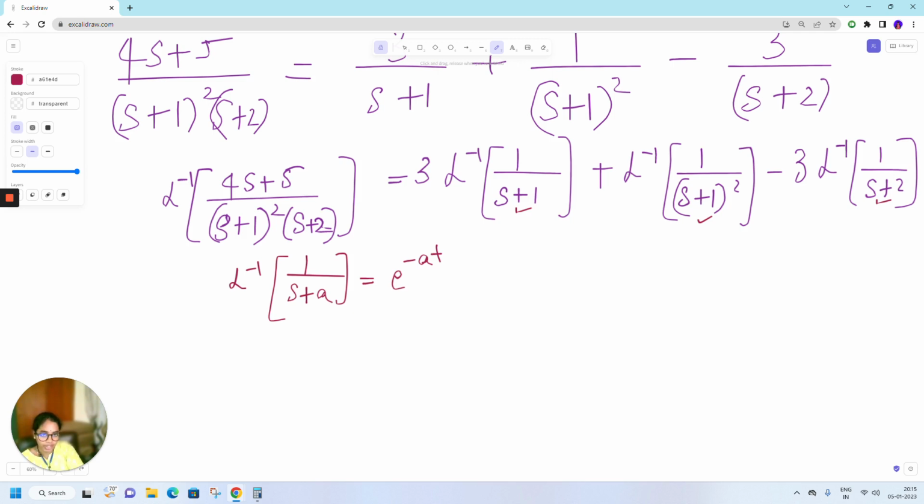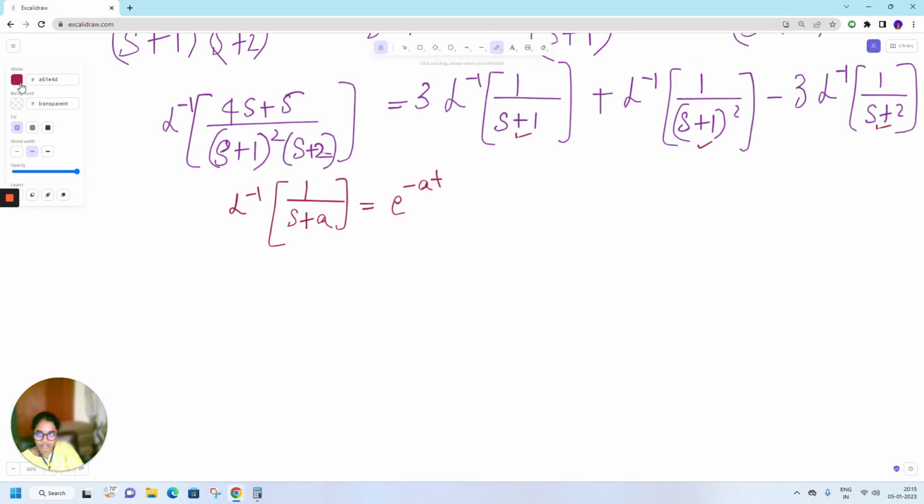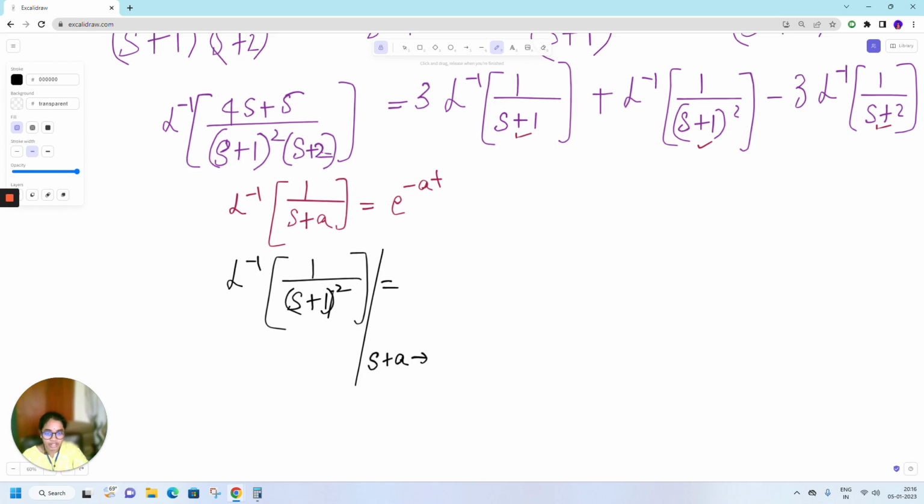We would have to apply shifting property. Yes, what was our shifting property? Laplace inverse of 1 divided by (s plus 1) the whole square. Okay, for shifting property, what should I do? Observe if you have a bracket in the denominator. Since we have 1 in the numerator, we can just leave it as it is. What is the first step? I'll replace s minus a with s, right? So I'll replace s plus a with s.